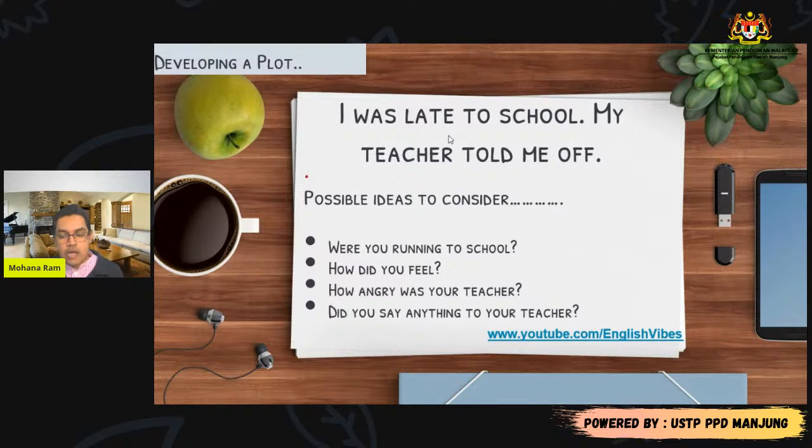Was he running? If you're writing about a boy, what was the boy doing? Was he just woke up? So when he woke up, what did he hear? What did he see? Where did he go? So you put all this in form of questions, then you can build your plot. Before writing your essay, take about 5 minutes to build your plot. Okay, now the next one.